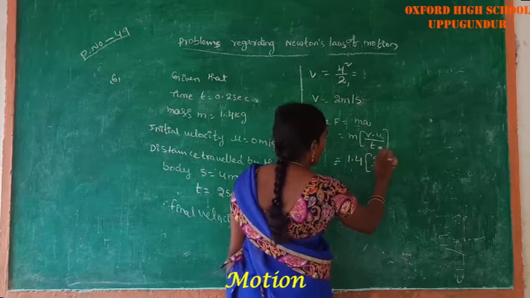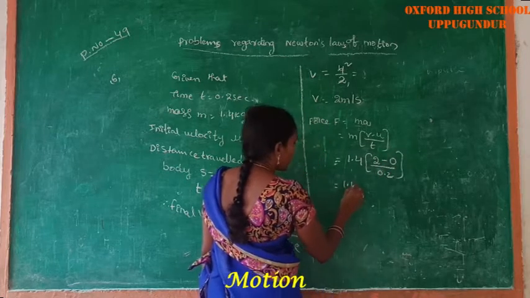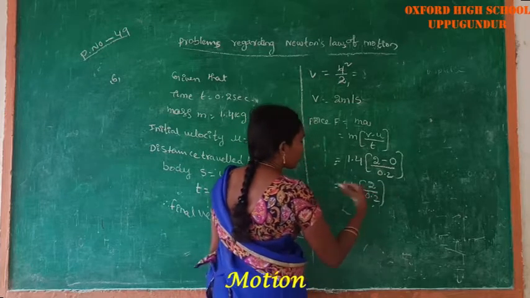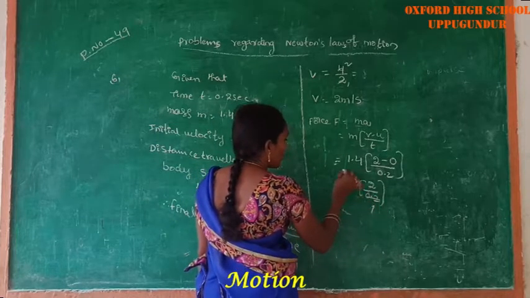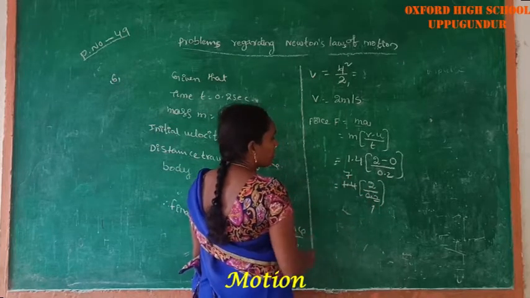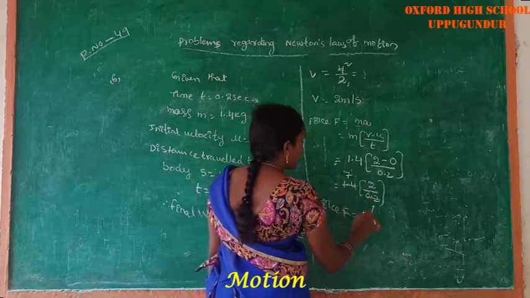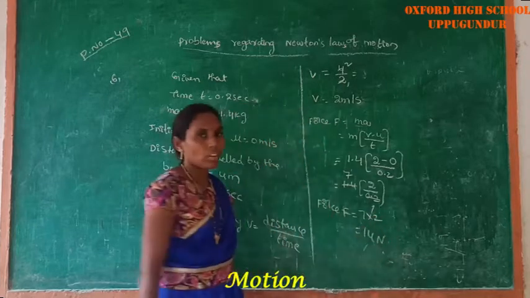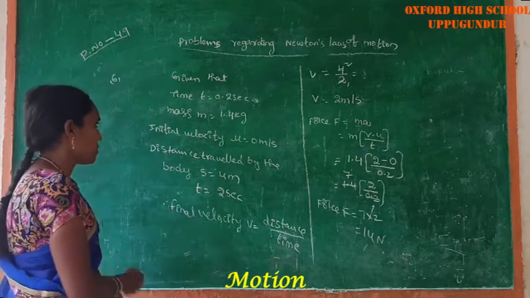Time is 0.2 seconds. So F is equal to 1.4 into 2 by 0.2. Here 0.2 sevens are 1.4. Force F is equal to 7 into 2, that is equal to 14 newtons.